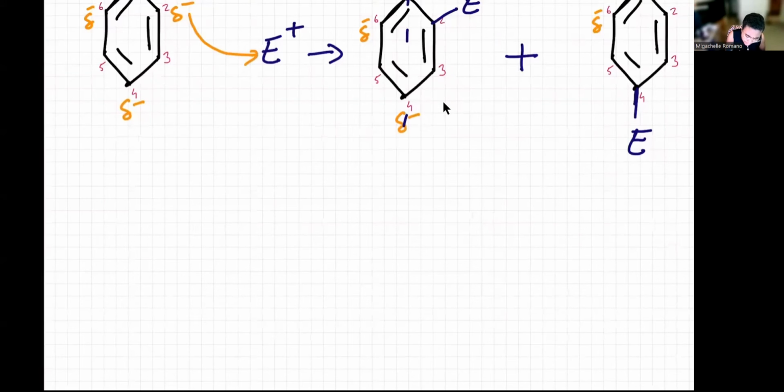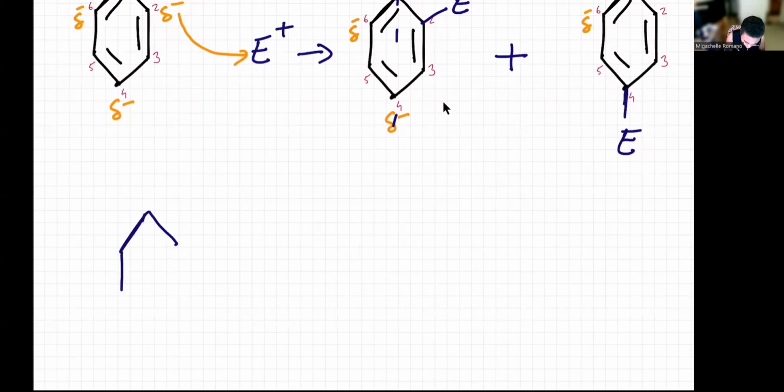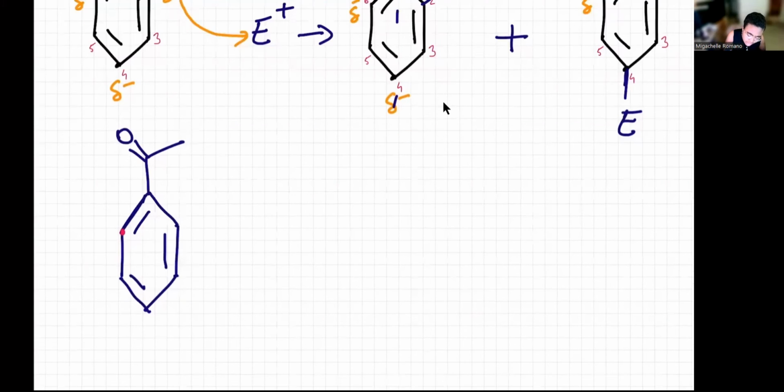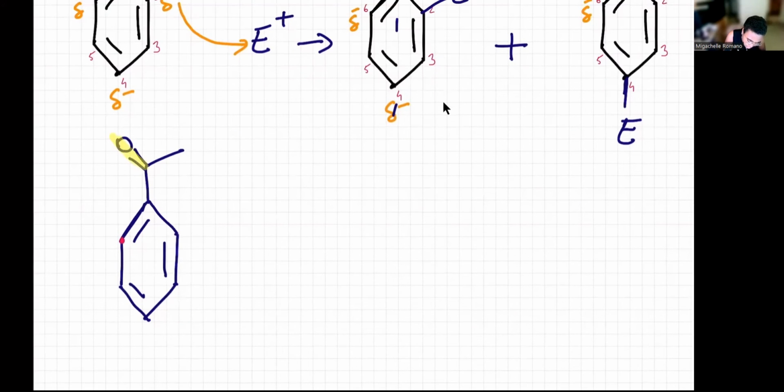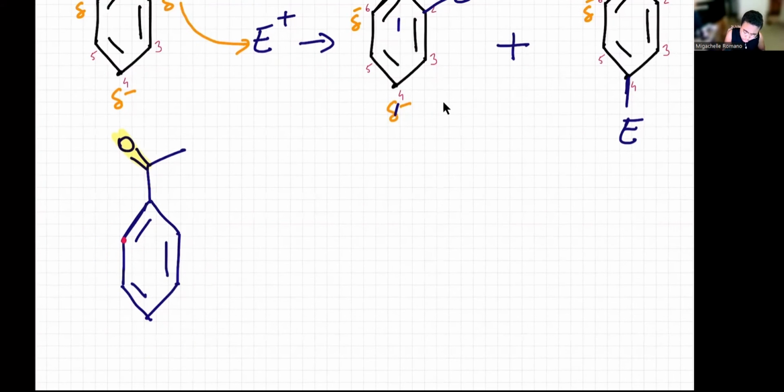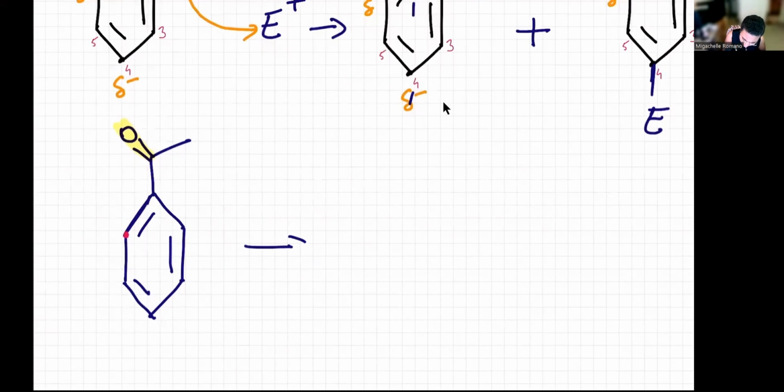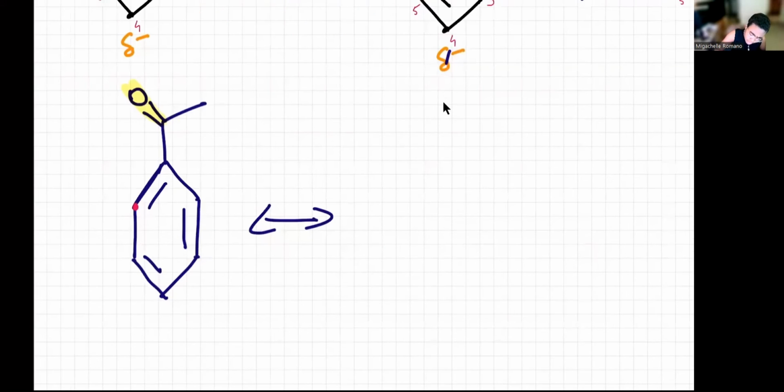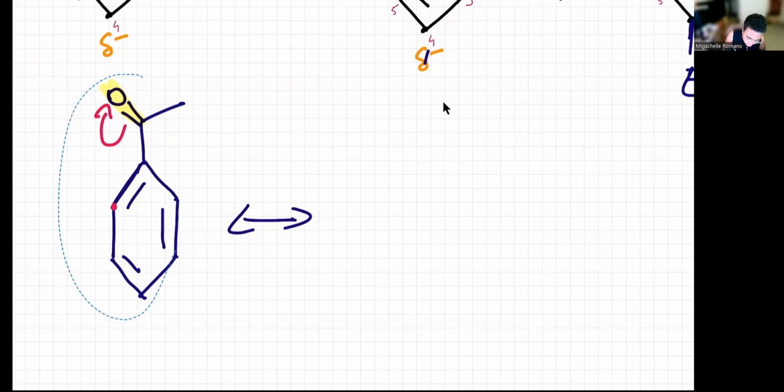In the case of the meta director, electron withdrawing groups are meta directors. Why? Let's talk about it, right? In this case, we have a C=O double bond that is exactly adjacent to the ring. Let's draw the resonance again, right? We know that the resonance will do this. It will withdraw an electron. At some point in time, we will have this resonance structure.